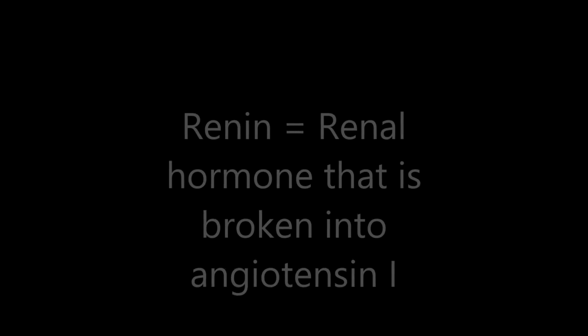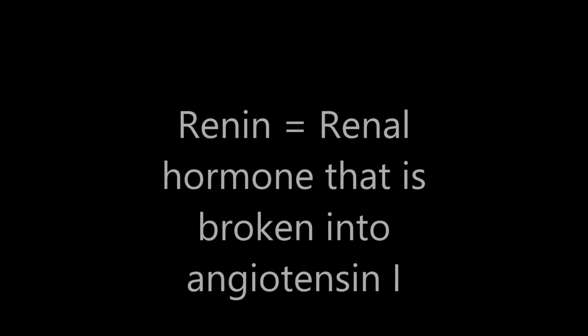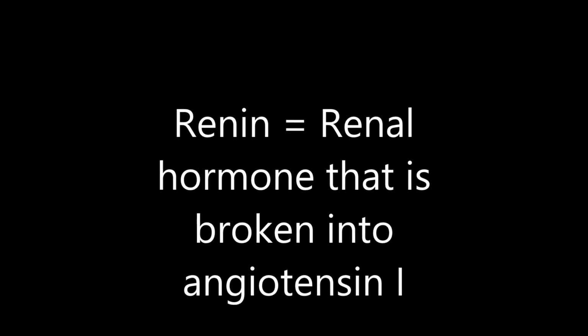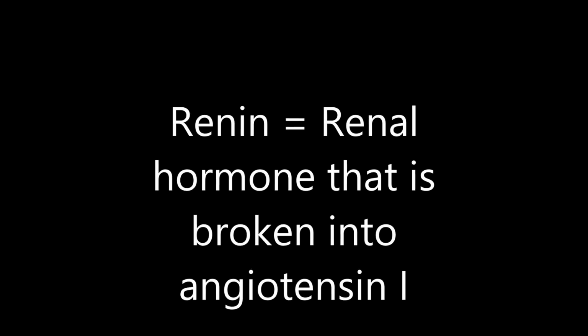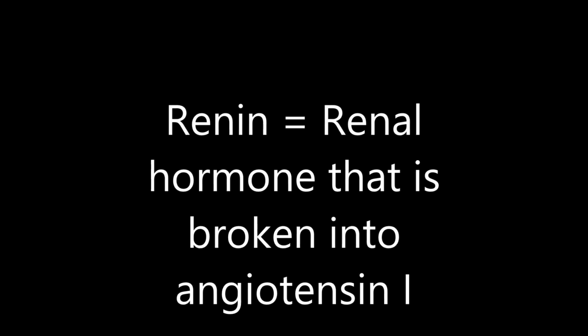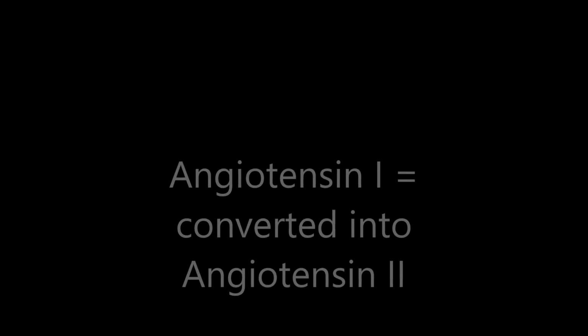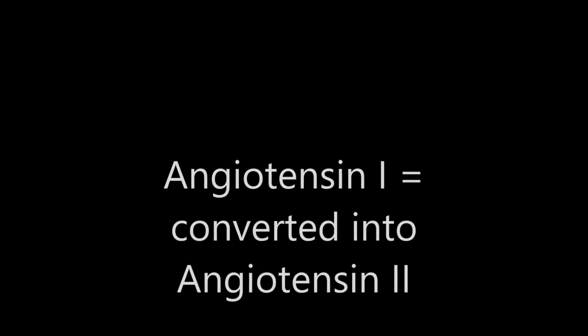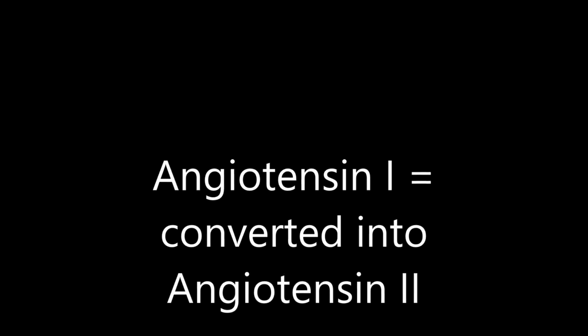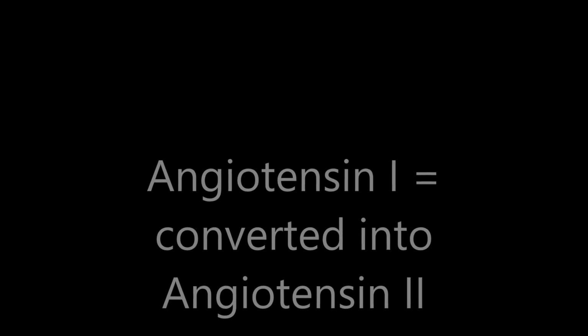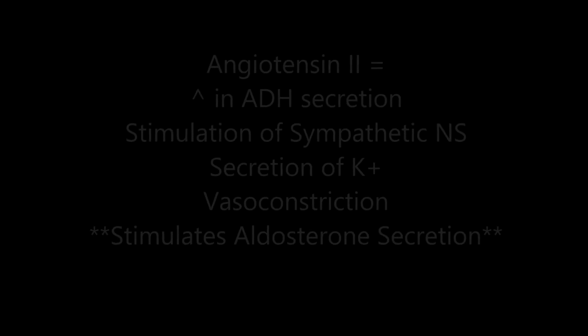So I want to do a little bit of review. So renin is the first step, and it's the renal hormone that breaks down into angiotensin 1. And so again, it's just that very first part. After that, renin is converted into angiotensin 1. Angiotensin 1 is then converted in the lungs into angiotensin 2, and that's where that ACE comes in. So then you have angiotensin 2.